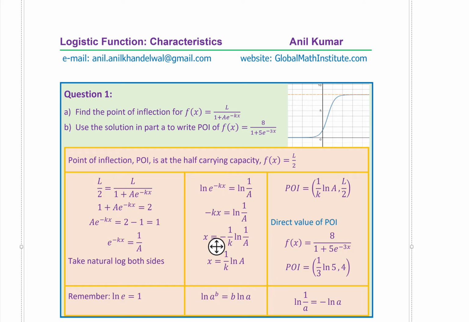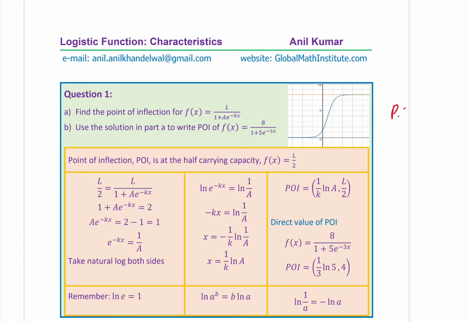Question number 1 here is, find the point of inflection for f of x equals L over 1 plus a e to the power of minus kx. I've taken a general function so that you can derive a formula, and this formula can be applied to find quick solutions. Part B is, use the solution in part A to write the point of inflection of f of x equals 8 over 1 plus 5 e to the power of minus 3x. Clear? Now let us see how to find the point of inflection.